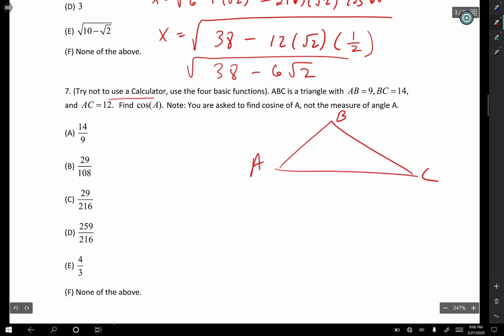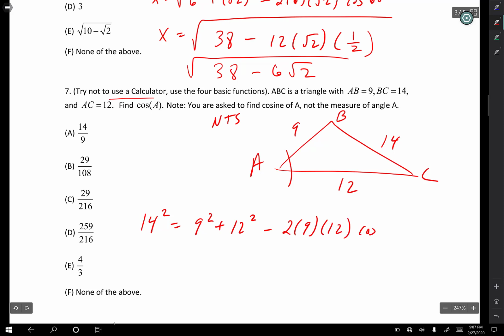They say that AB is 9, BC is 14, and AC is 12. Not to scale, of course, as always. Find cosine A. If I want cosine of A, I have to use the law of cosines because that's what has cosine in it. If I'm trying to find cosine A, I have to use the 14 on the outside. 14 squared equals 9 squared plus 12 squared minus 2 times 9 times 12 cosine of A.